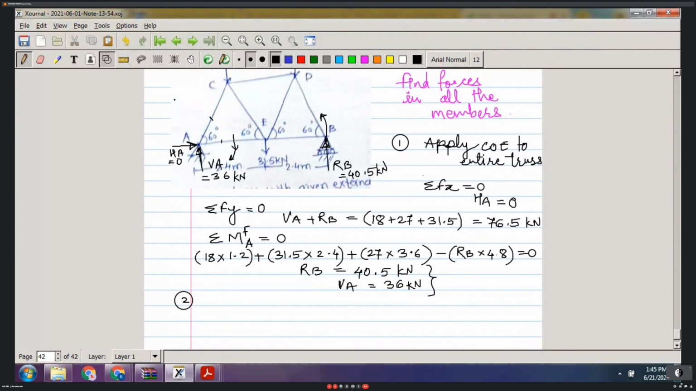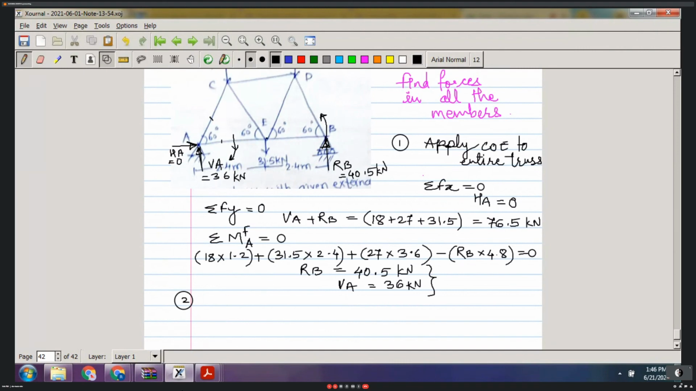If I isolate joint C, the downward force is known to me, which is 18 kilonewton, but the force in member AC, force in member CE, and force in member CD are unknown. So how many unknowns are there? 3 unknowns.